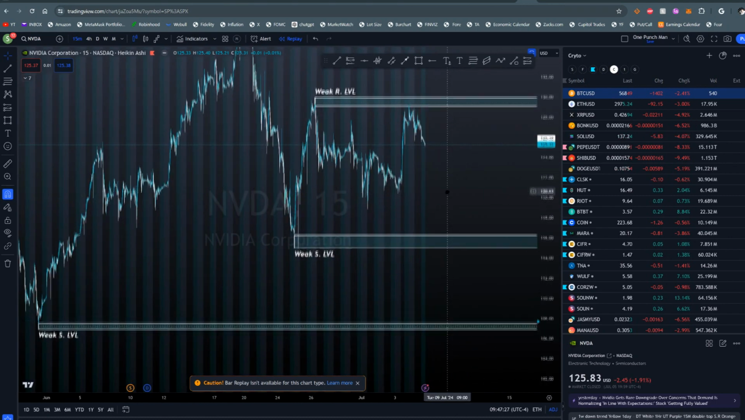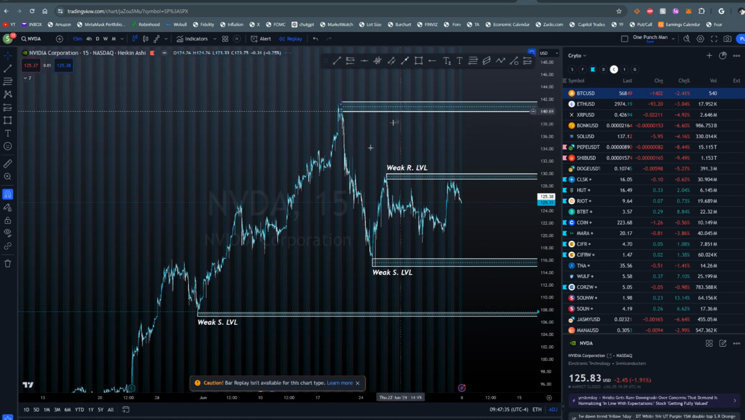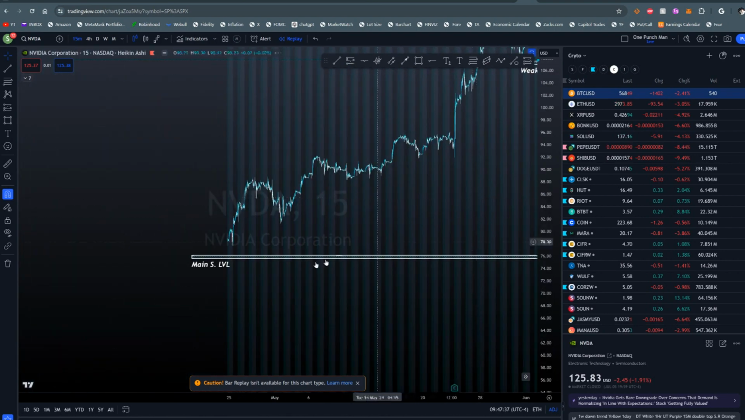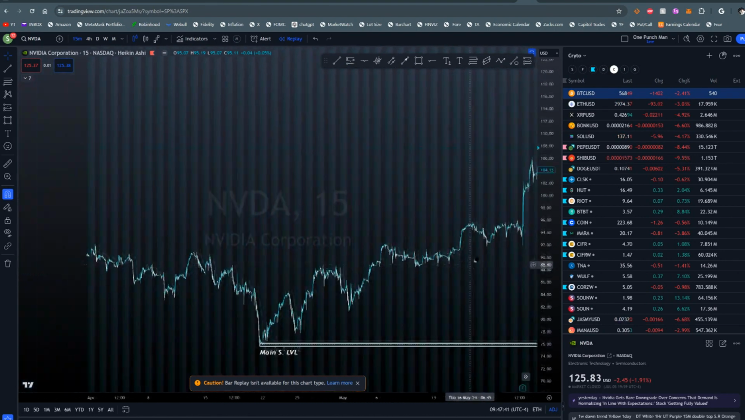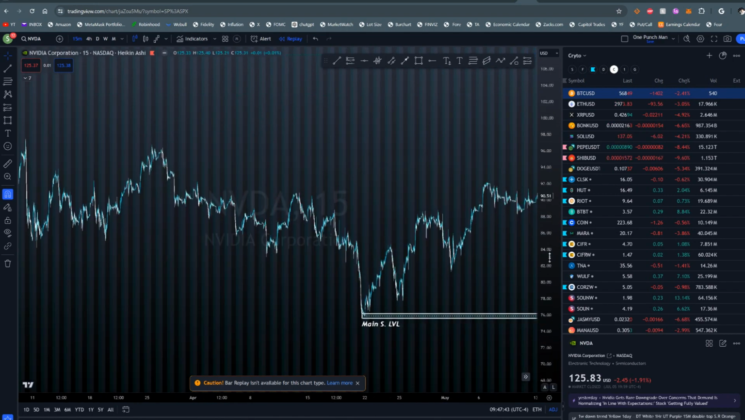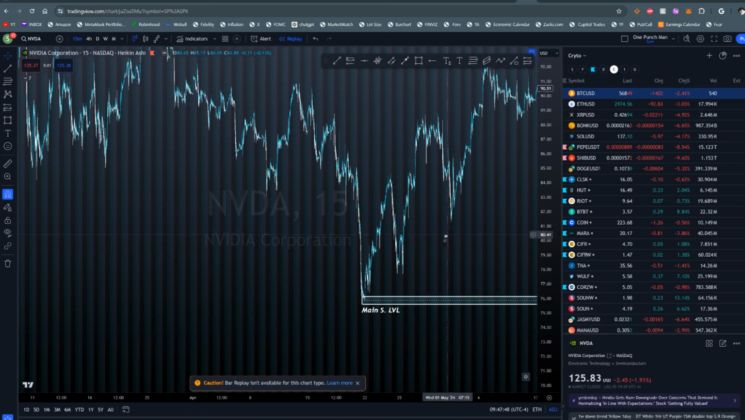All right, so I'm going to chart out NVIDIA and show you why I have these as weak support level, weak resistance. This is main resistance and this is NVIDIA main support, right? So let's start with this. Why is this here, right? Why do you have main support up above here?